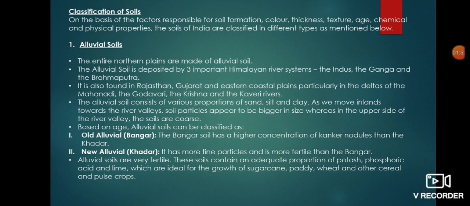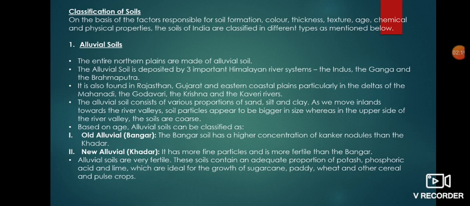Alluvial soil. The entire northern plains are made up of alluvial soil. The alluvial soil is deposited by three important Himalayan river systems, those are the Indus, the Ganga and the Brahmaputra. It is also found in Rajasthan, Gujarat and the eastern coastal plains, particularly in the deltas of the Mahanadi, the Godavari, the Krishna and the Kaveri rivers.